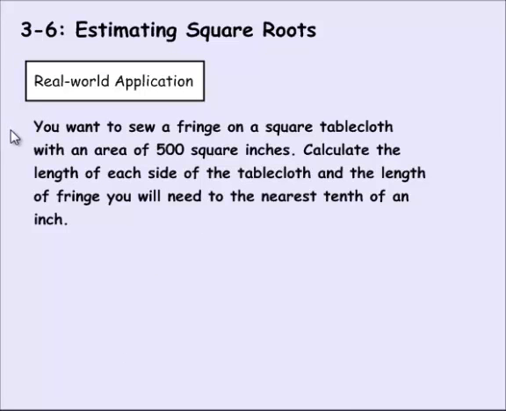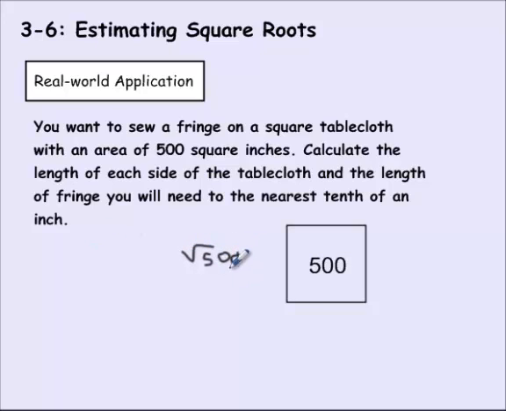Here's a real-world application. You want to sew a fringe on a square tablecloth with an area of 500 square inches. Calculate the length of each side of the tablecloth and the length of the fringe you will need to the nearest tenth of an inch. So if we start with a square, and we know that square is 500 square inches, we would know each side if we find the square root of this square. So we need to find the square root of 500.